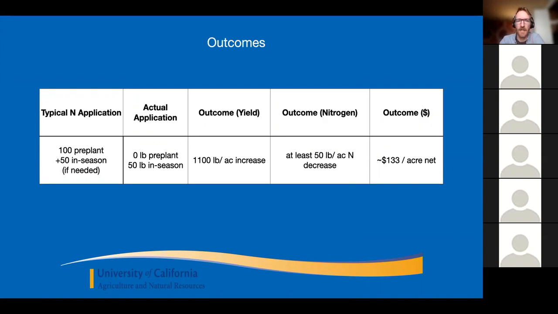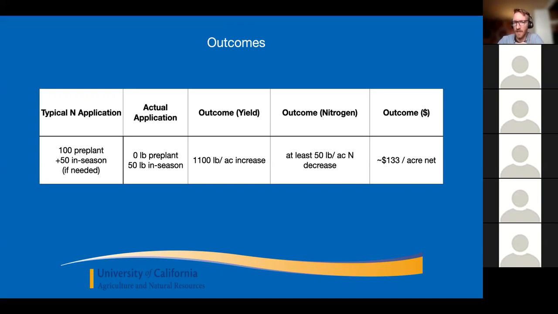The actual application didn't put anything down pre-plant because there was enough in the soil, using that nitrate quick test up front, and they decided, okay, we've got some to get going. We've got some at least to get us to tillering. And then they applied 50 pounds in season based on the model recommendation. The outcome is a 1,100 pound increase in yield, and I'll show you in a minute why we know that. It was because it was an in-season application that made that difference.